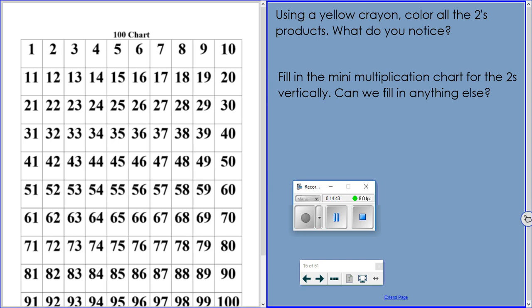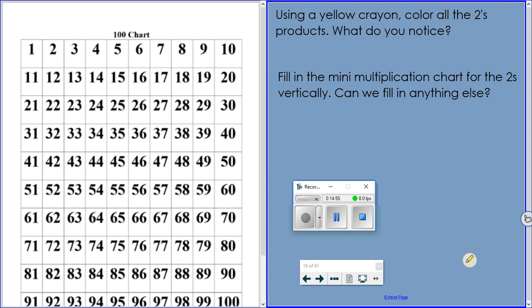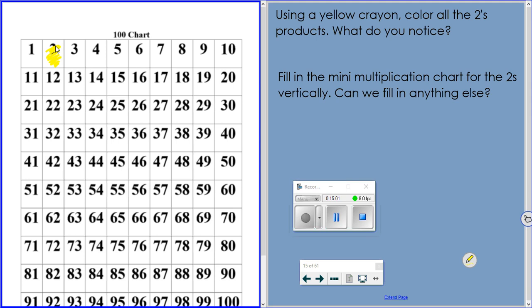So what is 2 times 0? Can someone remind me what 2 times 0 is? 0. Do I have 0 on my hundreds chart? No. What about 2 times 1? Raise your hand to tell me 2 times 1. Thomas? 2. So go ahead with your yellow crayon. Color in 2.